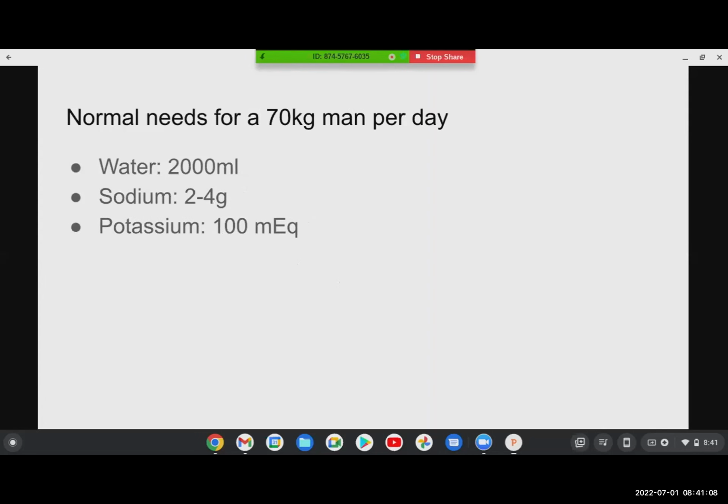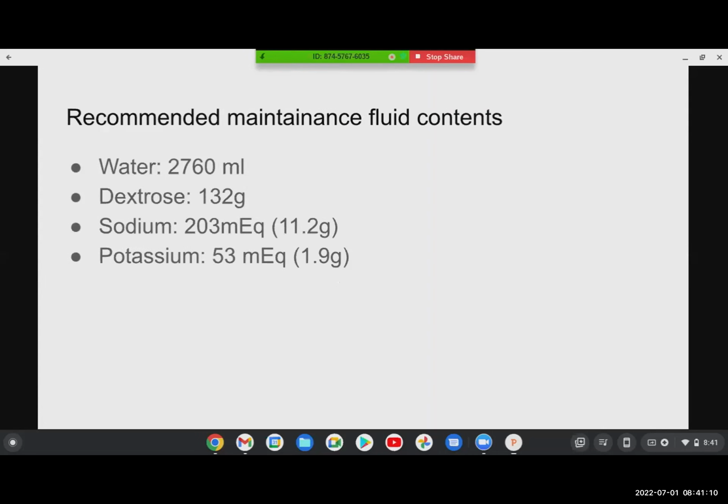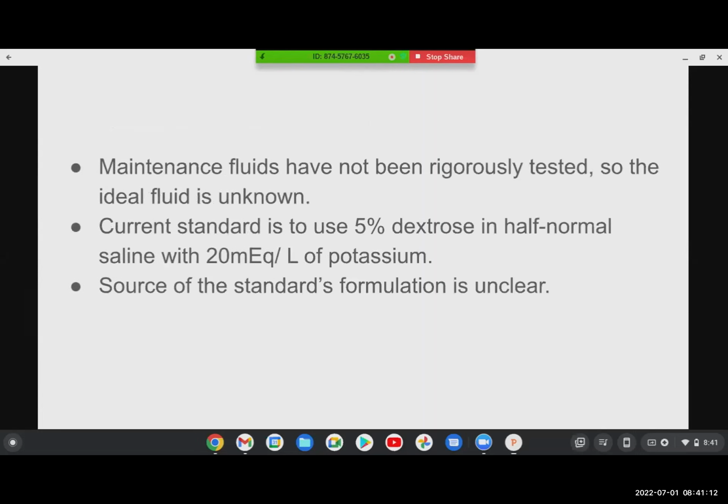Can you go back to the previous slide? Yes, sir. Go back to this one? Yes, 5% dextrose with half. Yeah, that one. Can you clarify this a little bit more? What do you actually want to mean here?